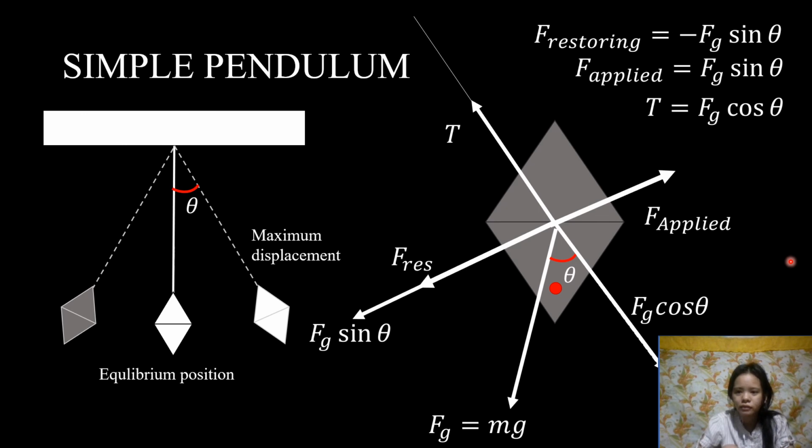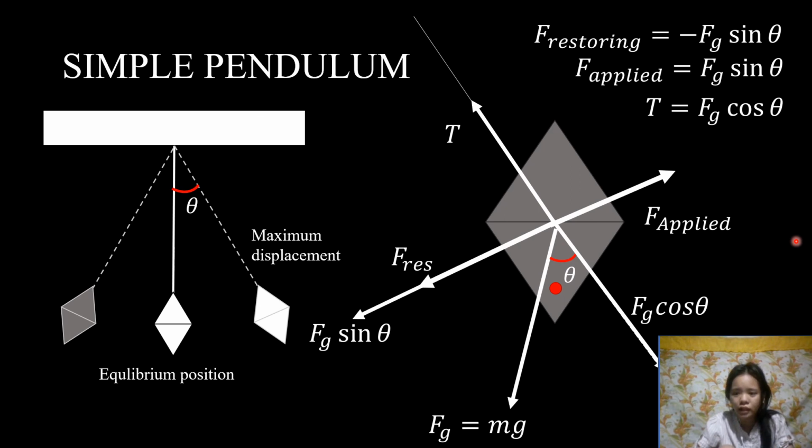This is the mass, at the center of the pendulum. The force going downwards is Fg, and that Fg is equal to mg. Now you have another force, the tension from the string, along the path of the string. If you continue drawing the tension of the string, this angle becomes equal to theta. So the tension of the string makes the angle theta from the Fg.